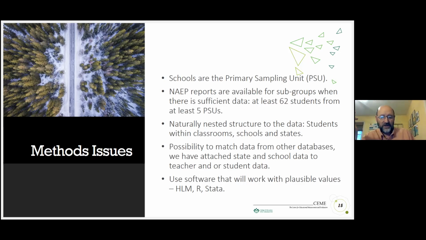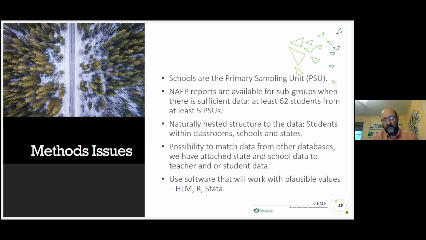Next, just remember, of course, there's a naturally nested structure to the data when you use something like NAEP, right? Students are within classrooms, but they're also within schools, and they're also in the state policy climates, right? So there are ways you can use that to your advantage, as we have in a number of our studies. As I mentioned, it's really a nice advantage that you have the Common Core of Data, CCD or NCES school ID number in a lot of these data sets. So you have the possibility to match from other databases. For example, we've attached state data and school data to both teacher and student data for different studies that we've done.